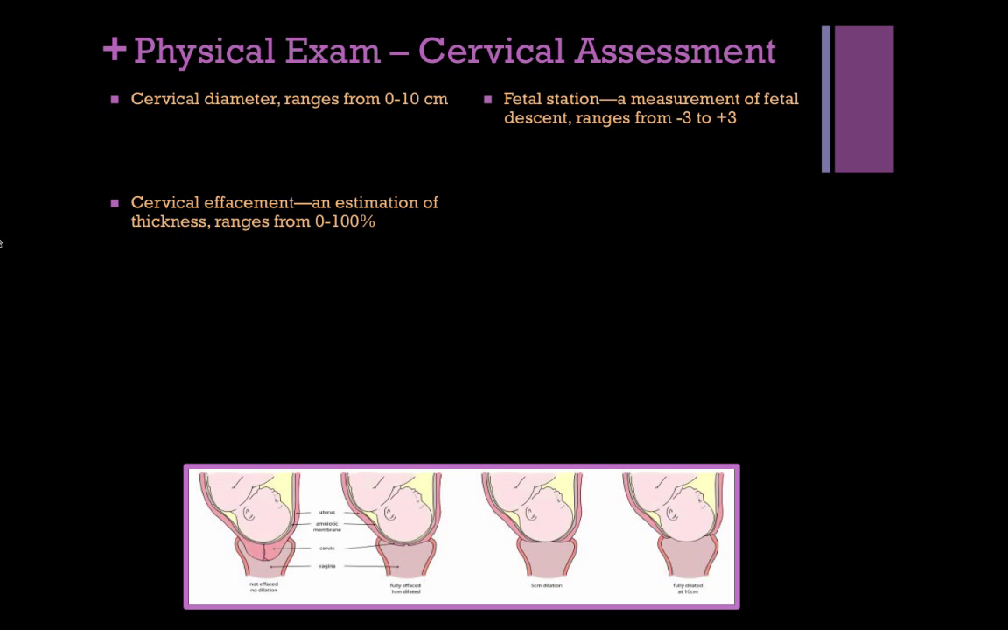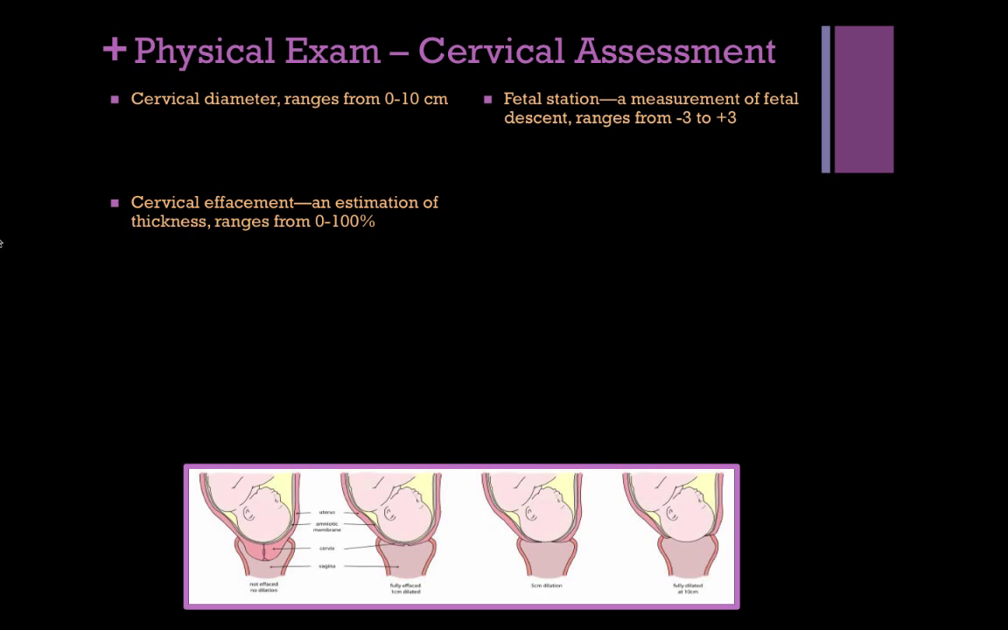So next I'm going to talk about the cervical assessment, which can also better indicate how far into labor we have gone. The cervical exam tests three things. It tests cervical dilation, which ranges from 0 to 10 centimeters, cervical effacement, which assesses the thickness of the cervix, and fetal station, which measures where the baby is in its descent into the pelvis.